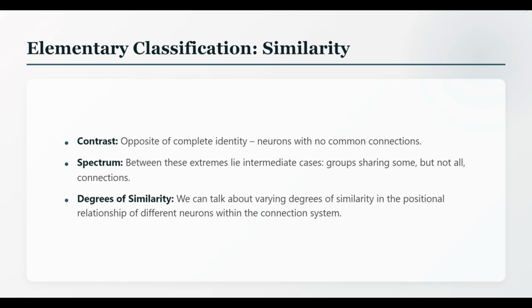Now flip the coin. What if neuron A has absolutely no connections in common with neuron B? Then stimulating A produces a totally different set of outcomes compared to stimulating B. They belong to entirely different classes. But reality, as usual, lies somewhere in between. You'll find groups of neurons that share some connections, but not all. Maybe A shares 50% of its connections with B, but only 10% with C. This gives us degrees of similarity. Neurons aren't either identical or completely different. They exist on a spectrum of shared connectivity.